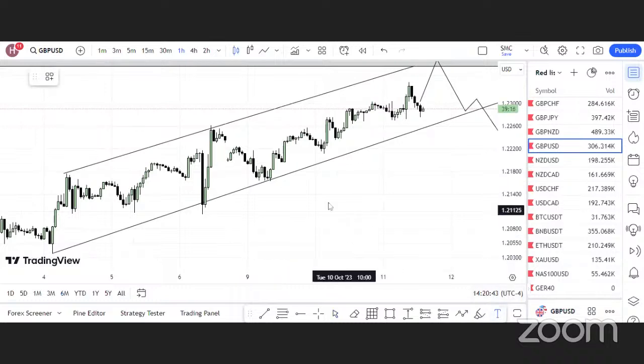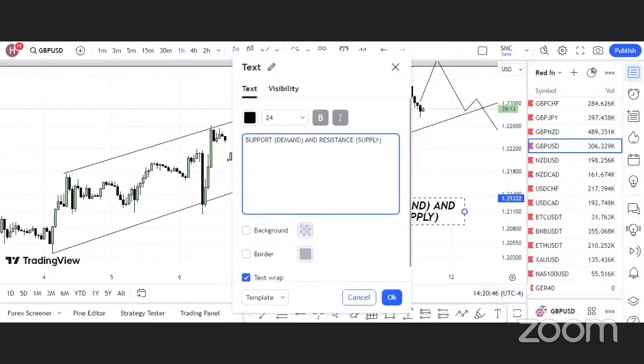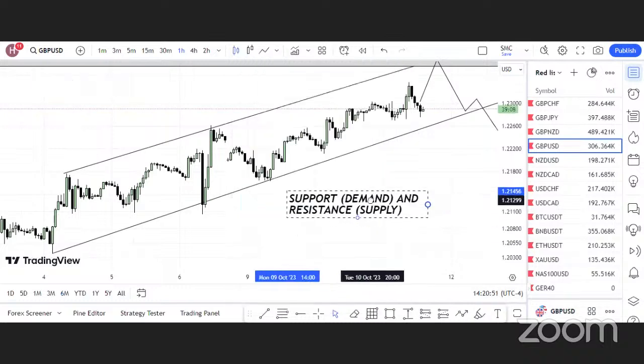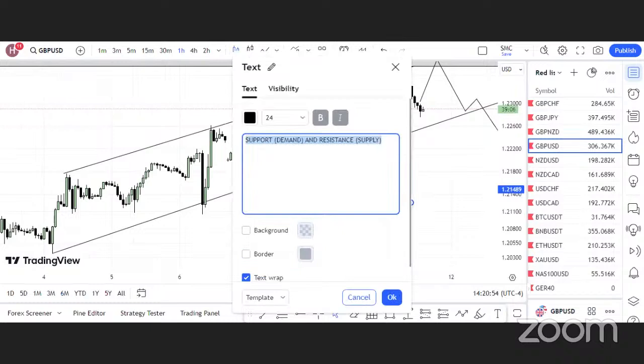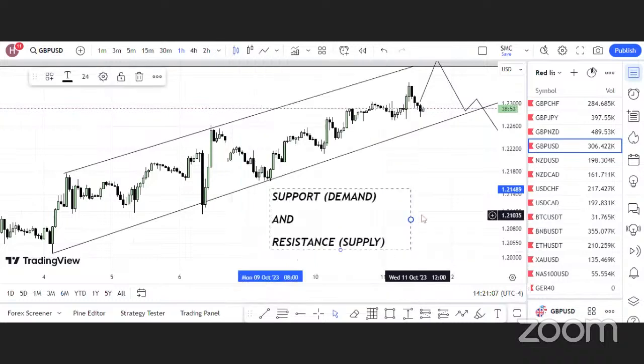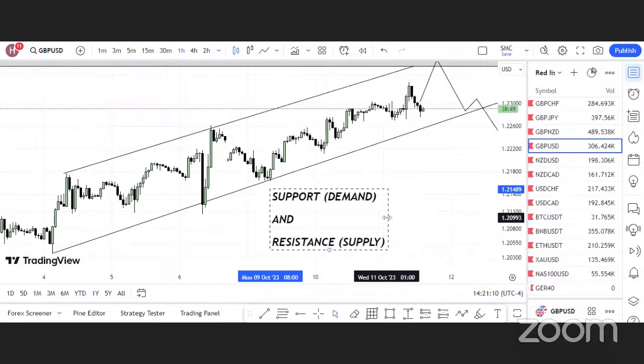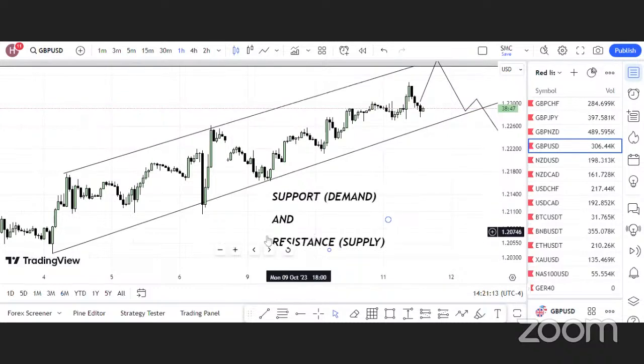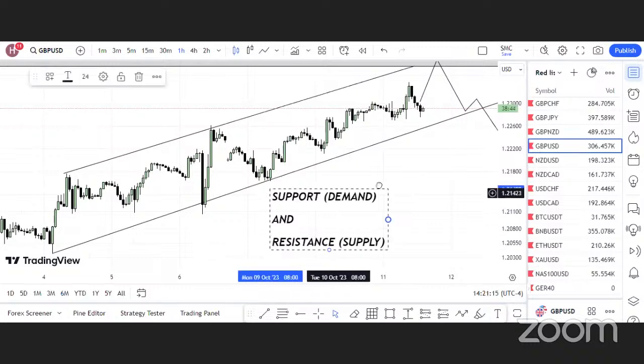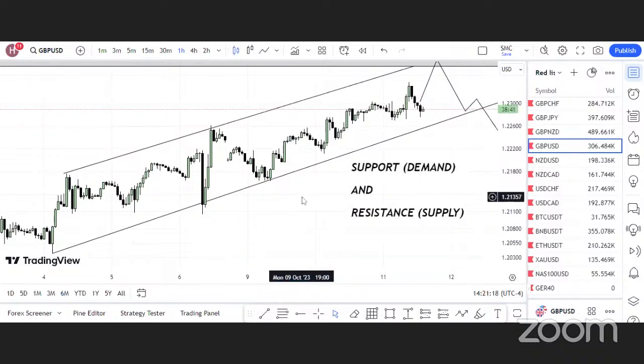Let's write that out. Support, also known as demand, and resistance, also known as supply. So now, support and resistance.